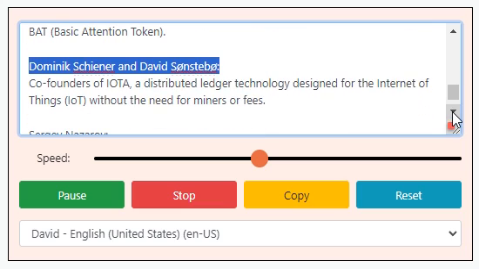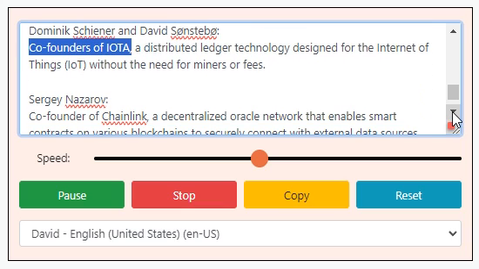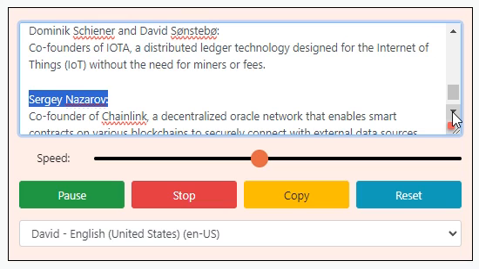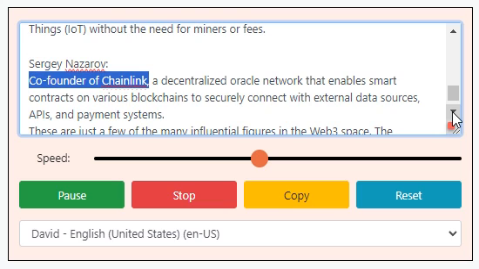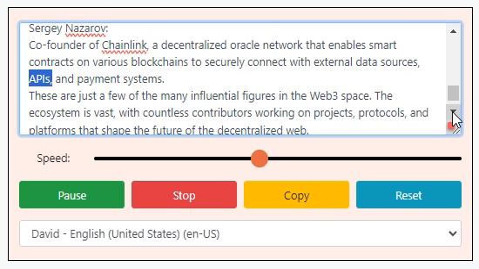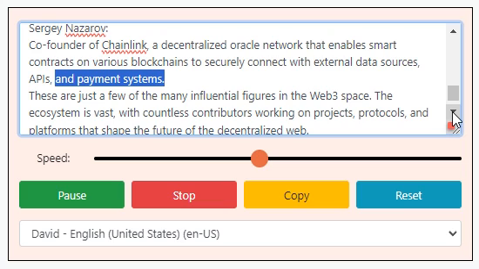Dominic Skinner and David Sunstebo, co-founders of IOTA, a distributed ledger technology designed for the Internet of Things, IoT, without the need for miners or fees. Sergey Nazarov, co-founder of Chainlink, a decentralized oracle network that enables smart contracts on various blockchains to securely connect with external data sources, APIs, and payment systems.